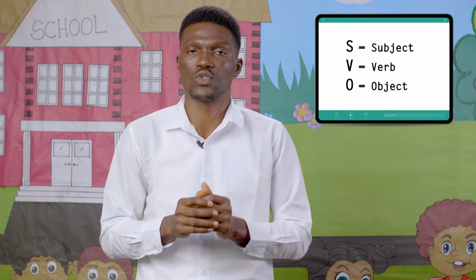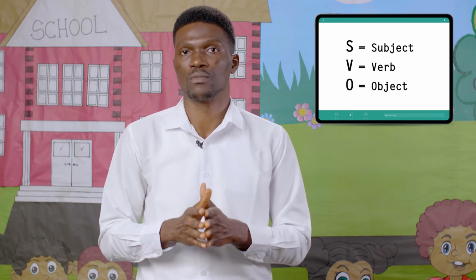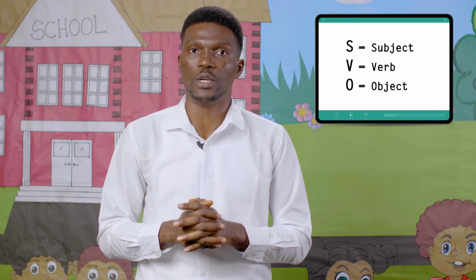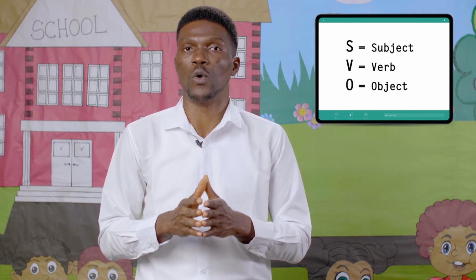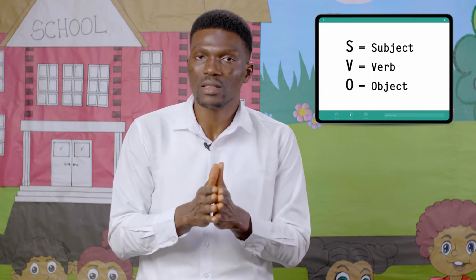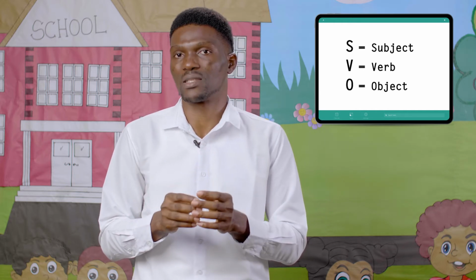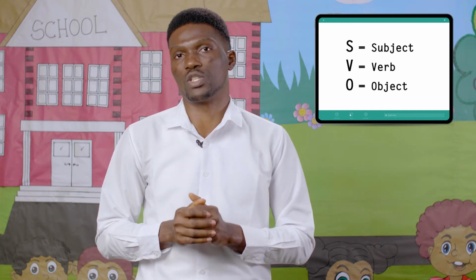When I said I like ice cream, who were we talking about? I. So Jesus and I were the subjects in those sentences. What about the verb, V? The verb stands for what the subject is doing. Alright, so when I said Jesus wept, wept was what Jesus was doing.